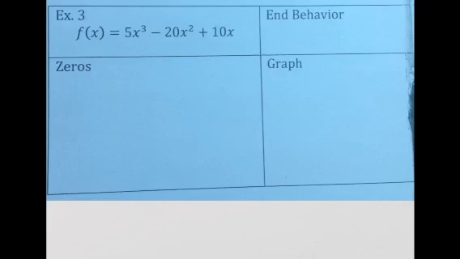Alright, so number 3, we start off by identifying the end behavior. And so remember, we look at the leading term right here. That'll determine the end behavior. The odd power or odd degree tells you that the ends go in opposite directions. And then the positive coefficient is telling you that on the left side it goes down and on the right side it goes up, like that. Okay, so for now, I'll just leave it at that.